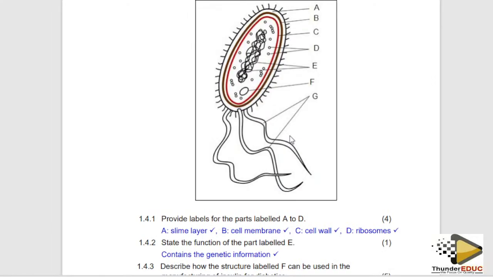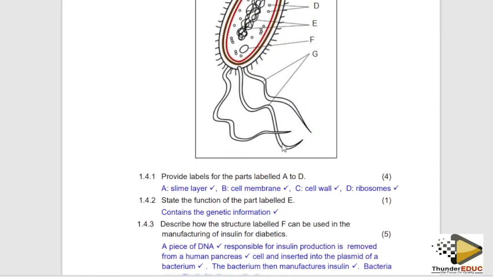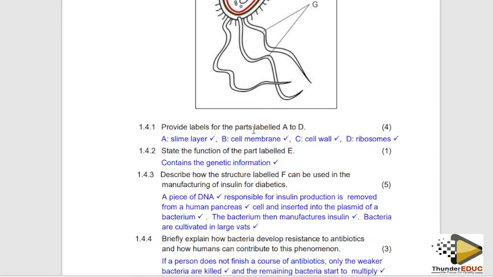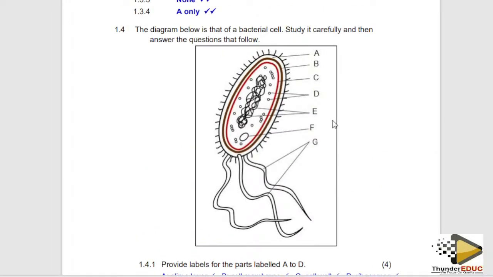Structure of a bacteria, you see. Know how to label. These are some questions: provide labels A to D. That's why I'm saying don't go to the paper without knowing the structure of a bacteria. I'm not saying it's going to come, but don't go without knowing it.